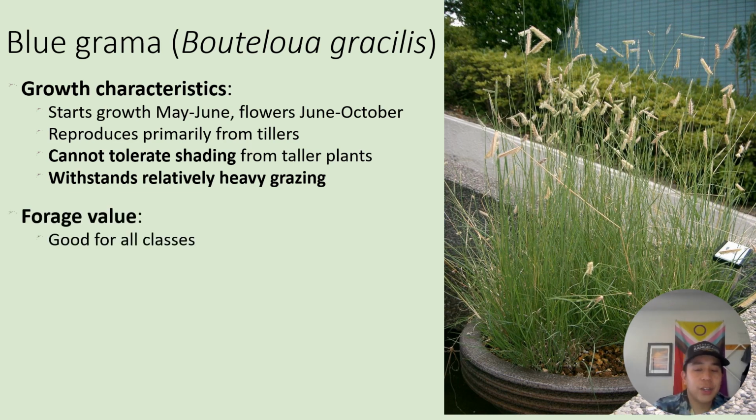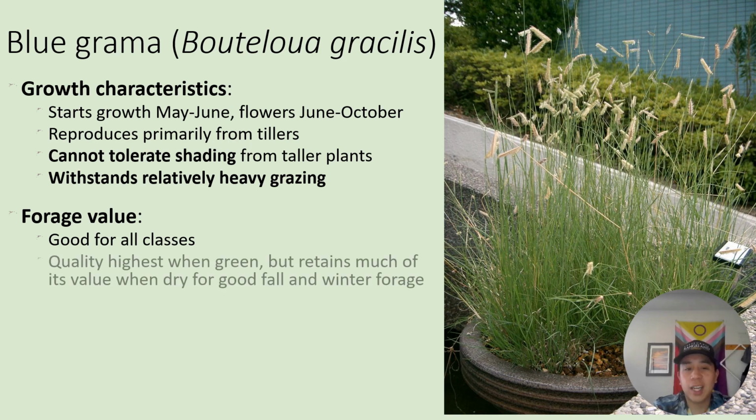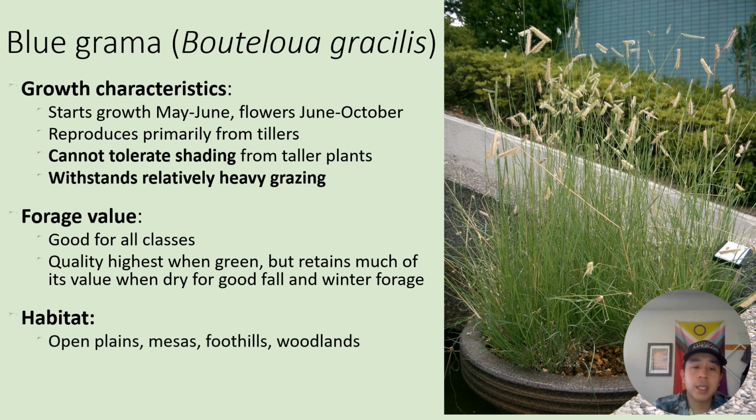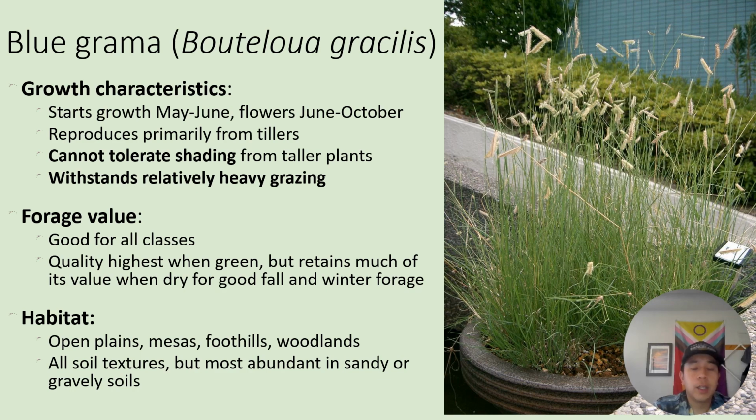In terms of its forage value, like I said, good for all livestock classes as well as wildlife. But the quality is highest when it's green because it has more nutrition. But it retains a lot of that nutrition value when it's dry for forage production in the fall and the winter. In terms of its habitat, it typically occurs in open plains, mesas, foothills, and woodlands in all types of different soil textures. But typically it's more abundant in sandy or gravelly soils. And typically it's not found in wet or poorly drained soils.